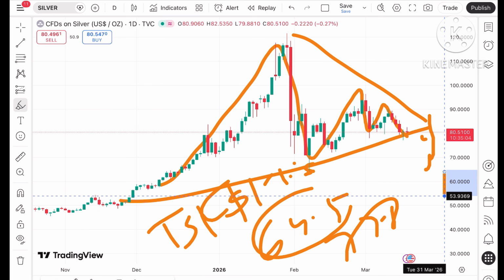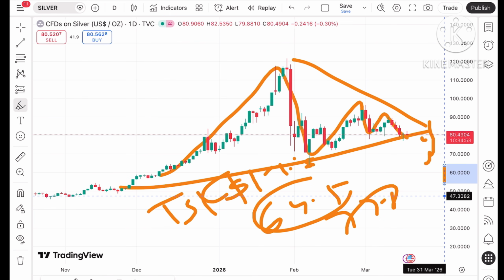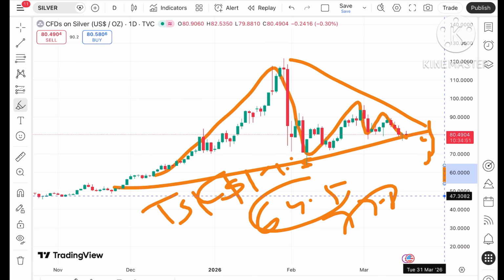Any doubt regarding this, you can mail me. There will be geopolitical tensions, US dollar strengthening, and market sentiment, which can increase or decrease the price of silver. If you want to understand how geopolitical events affect the price of silver, you can mail me, and then we can work out the timings.